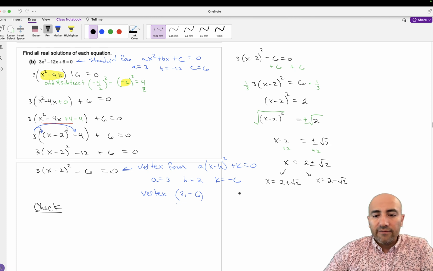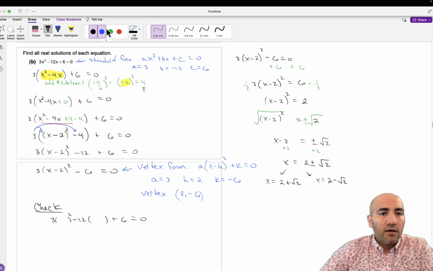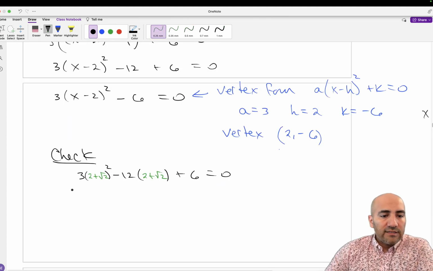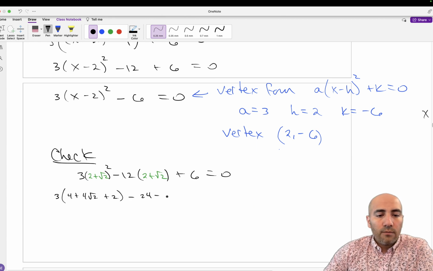Okay, let's check them over here. So if they work out, if they're true, then that means if we go back to the original statement, we can replace the x by either one of these and get a true statement. So it should be true that 3 parentheses squared minus 12 parentheses plus 6 equals 0. So let's just put in the 2 plus root 2 and a 2 plus root 2 in there. Let me zoom in. Okay, so to simplify this, we're going to FOIL this guy. That'll give us 3 parentheses, that'll be 4 plus 4 root 2 plus 2 minus 24 minus 12 root 2 plus 6 equals 0.